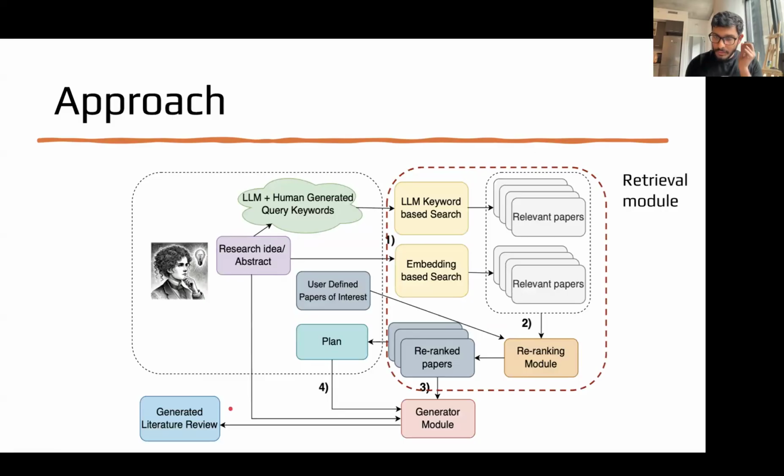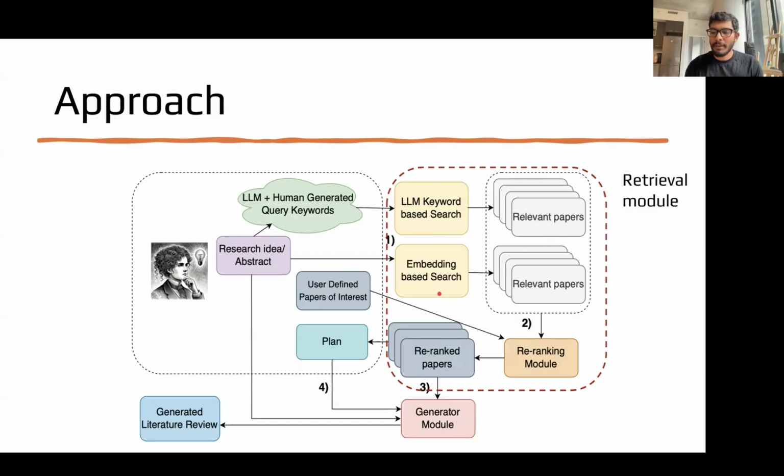So let's discuss what exactly is going on in this retrieval module. So once you input your research idea, it's broken down into keywords. So let's say you enter a big abstract. That big abstract is broken down into multiple keyword queries, and we pass them through a keyword-based search engine, and we get some papers from there.